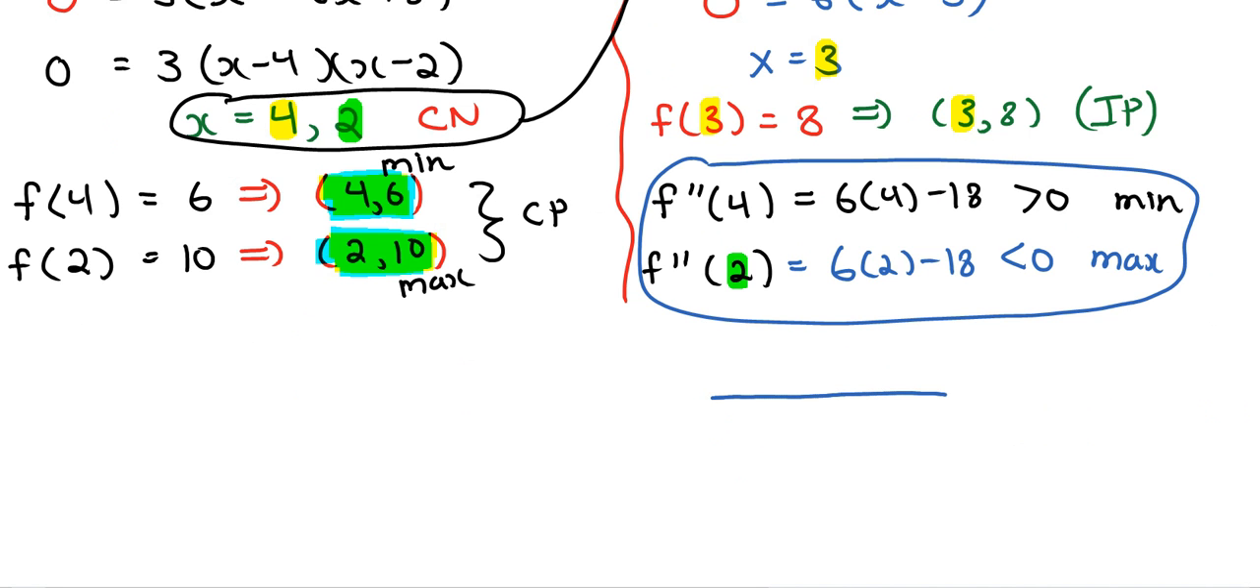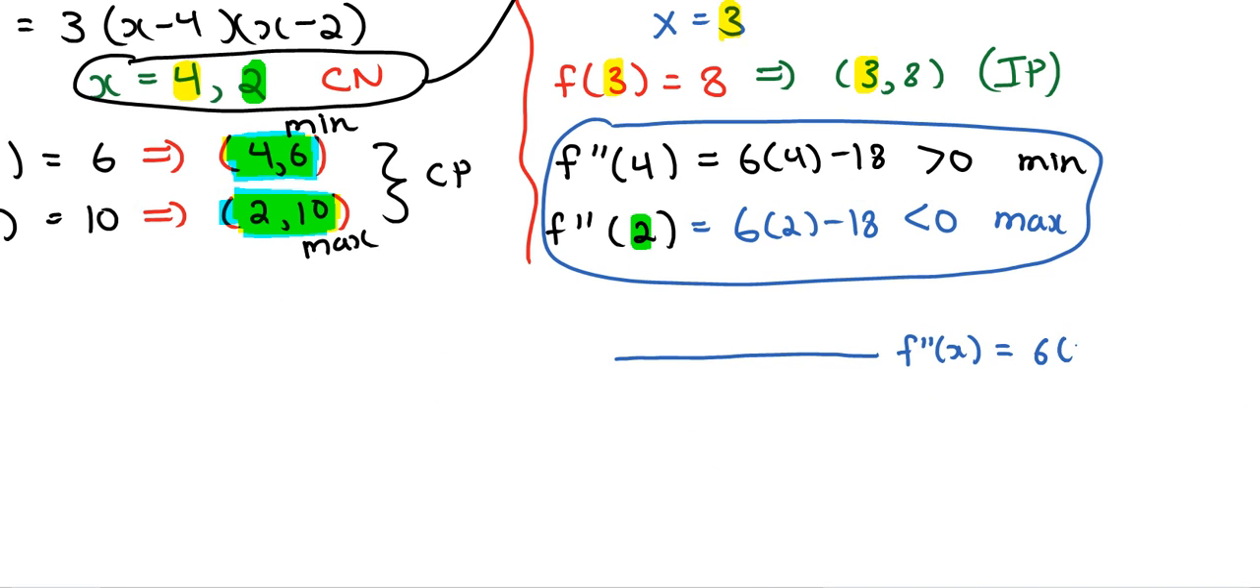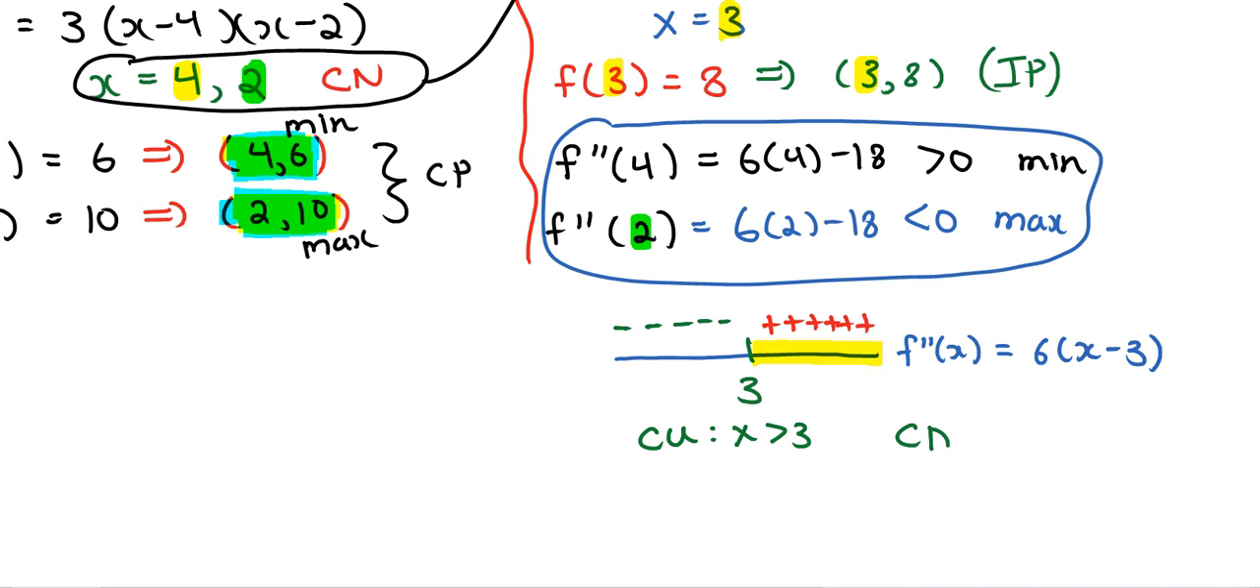So if I draw a number line here, and I'm looking for the intervals of concavity, I'm looking at my second derivative, and my second derivative is 6 times (x minus 3), so that means my inflection point is at the number 3. If I look at the right-hand side, if I put a very big number in there, this will be positive, and this side will be negative. So that means you're concave up. CU means concave up when x is greater than 3, and CD, concave down, is when x is less than 3. Okay, all right. So now we have enough information here.